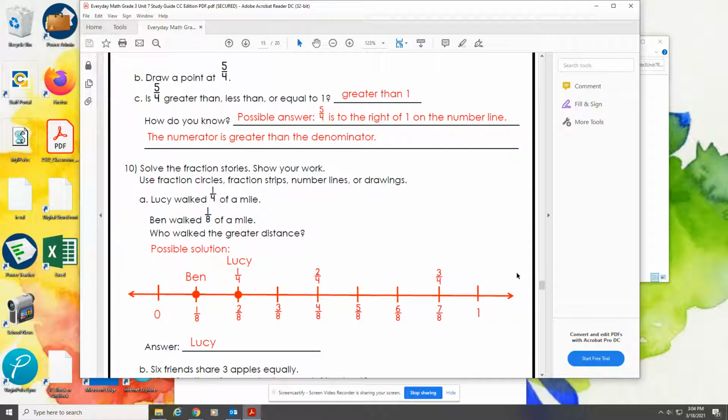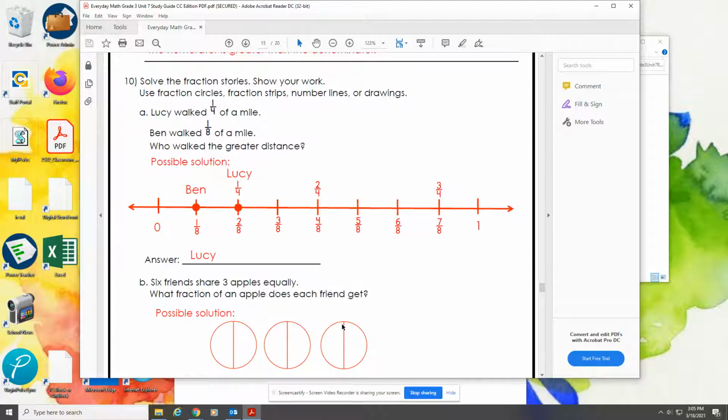Solve the fraction stories and show your work. You can use fraction circles, fraction strips, number lines, or drawings. Lucy walked 1/4 of a mile, right there. Ben walked 1/8 of a mile. Who walked the greater distance? Well, 1/4 is equivalent to 2/8, and 1/4 is going to be greater than 1/8. 2/8 is greater than 1/8. So Lucy.